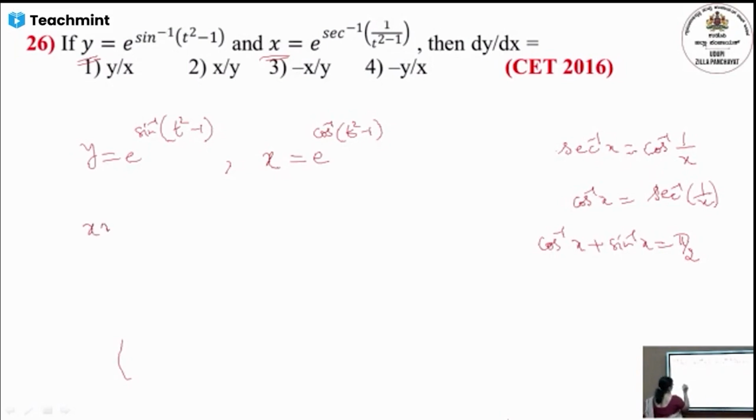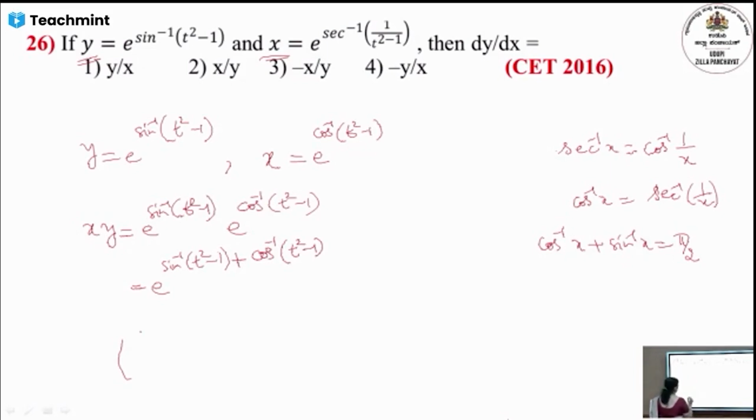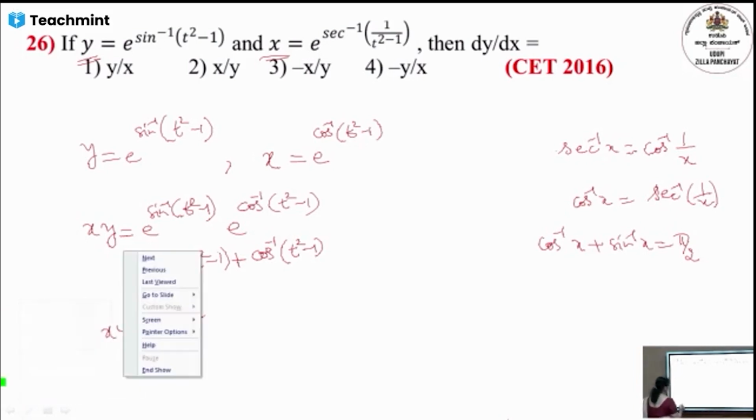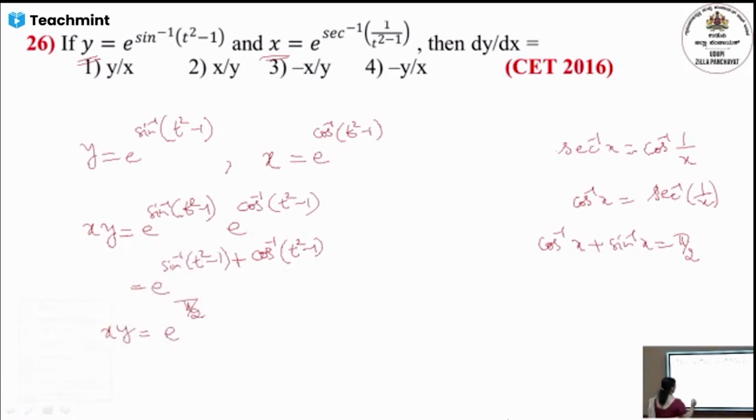When is that possible? If I take the product, X into Y is e to the power sin inverse T square minus 1, e to the power cos inverse T square minus 1, and e power X into e power Y is e to the power X plus Y. So this is e to the power pi by 2. X into Y is e to the power pi by 2. So let us differentiate. X into derivative of Y plus Y into derivative of X equal to derivative of e power pi by 2, which is 0. So this implies dy by dx is minus y by x. That is the fourth option.